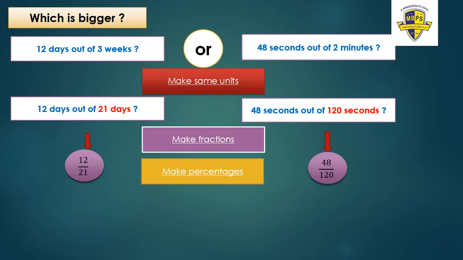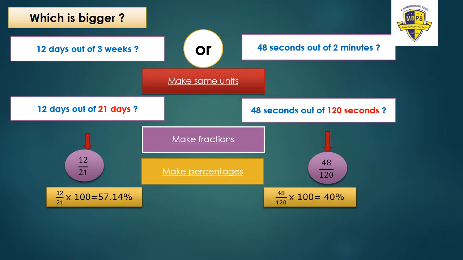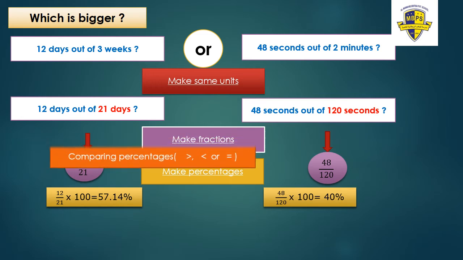How will we make percentages? Remember we took this one in the first lesson? Yes. We multiply the fraction by 100. So 12 out of 21 multiplied by 100 equals 57.14%, and 48 over 120 multiplied by 100 equals 40%. We made the second step.